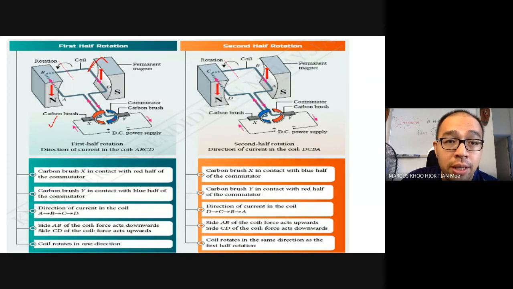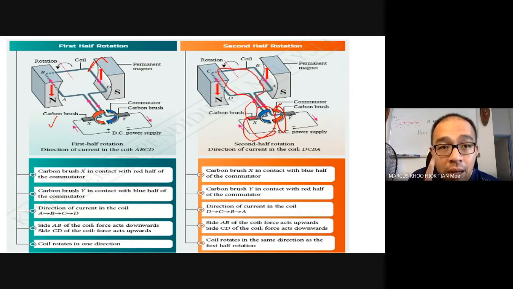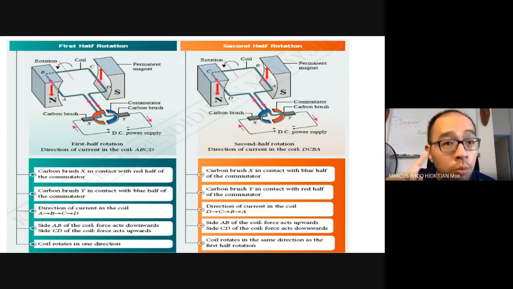So the coil rotates in one direction. Now, on the second half, we see that the blue color has already shifted to this side and the red color has already shifted to this side. But we find that the current flow is still the same. Although it has switched sides, the current flow is still the same. And that is the main purpose of the commutator, to ensure that the current flows in one direction.